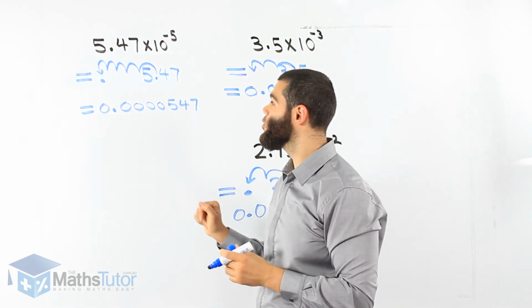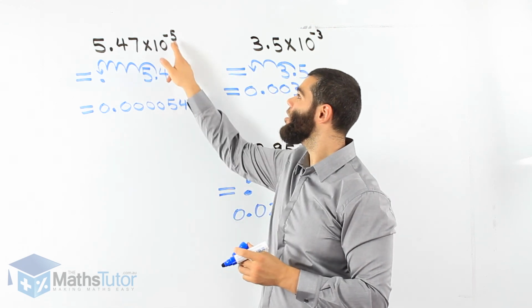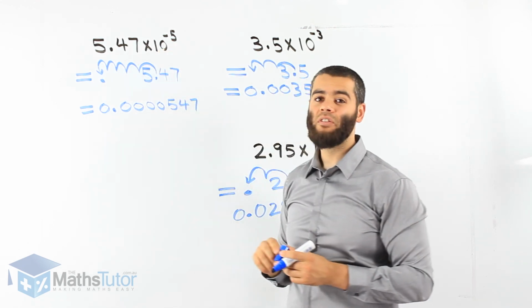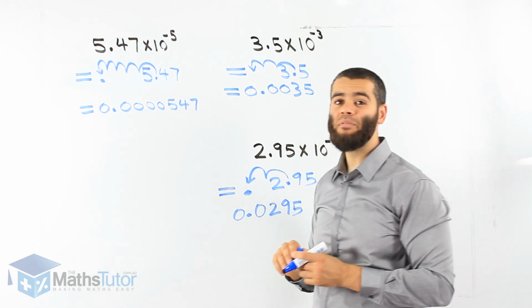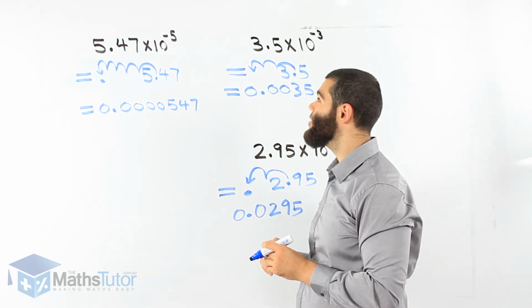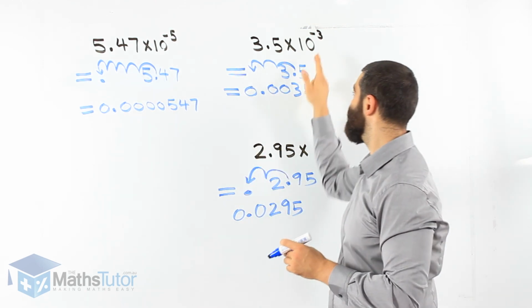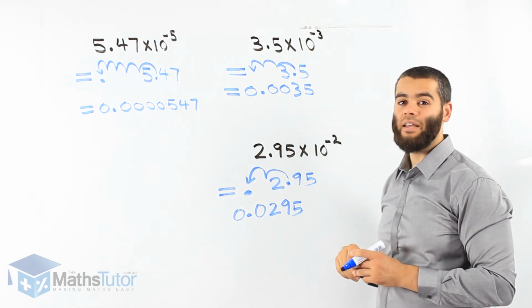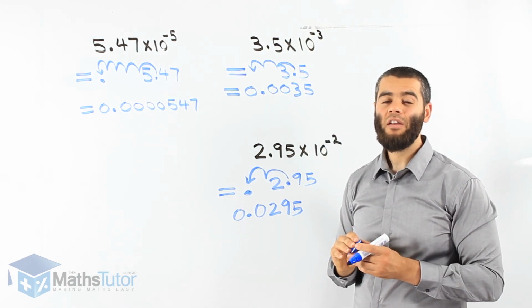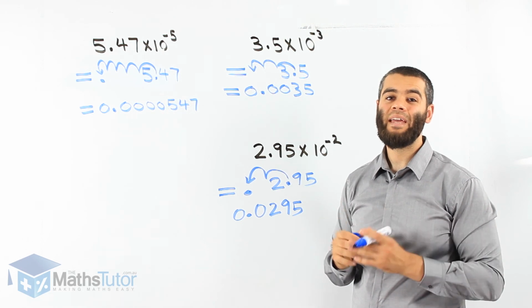See how we have to move the point depending on the power of the 10. In this case here we moved 5 times because it was power of 5. In this case negative 5, and here negative 3, and here negative 2. Make sure we watch out for that one. We're always making a number between 1 and 10.